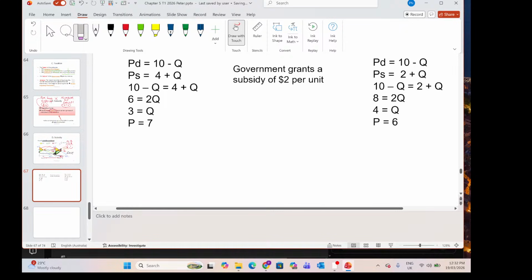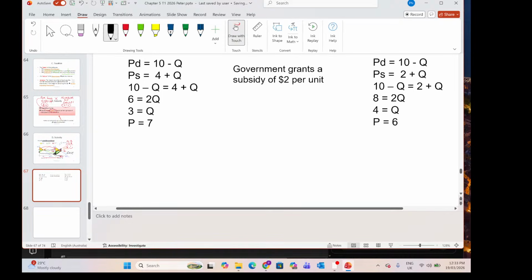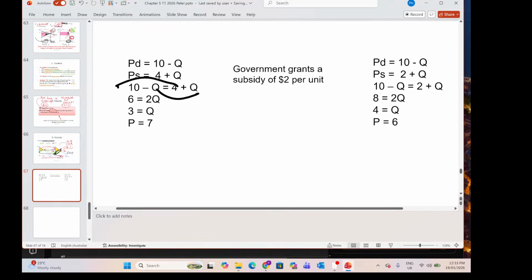We then move, we're moving Q over there. We're moving 4 over there. We then get 2Q equals 6. So the quantity will be 3. And then I'm going to put that 3 up here. And I'm going to put the 3 up here. And now the price is going to be 7.